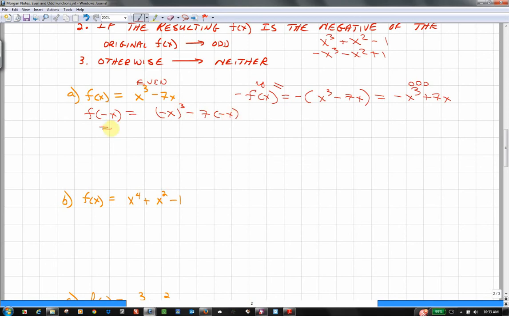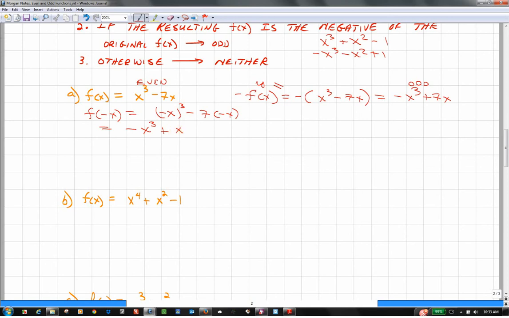A negative cubed would be a negative, so this would be a negative x cubed. And this negative x here and the subtraction in front of the 7 would be plus 7x. So when I put a negative x into the equation, I got this out. Now let's see if it's even, odd, or neither.